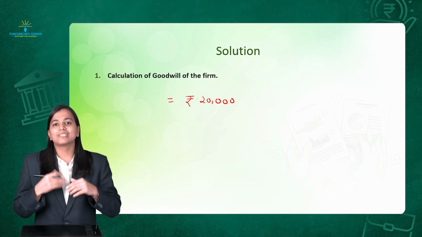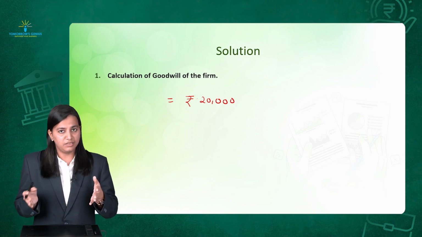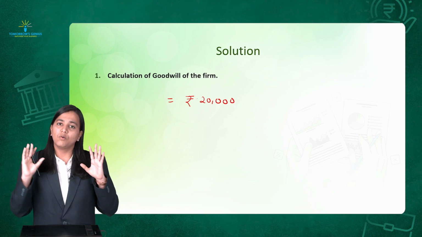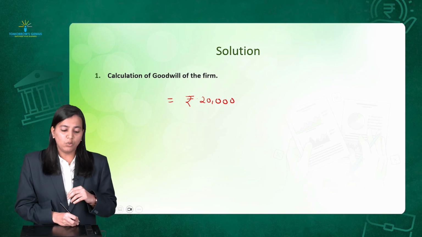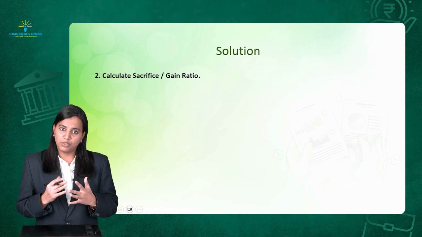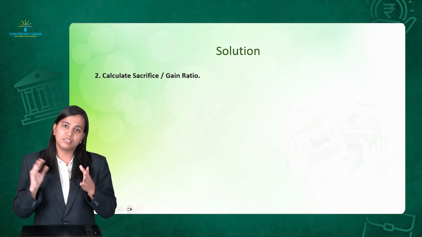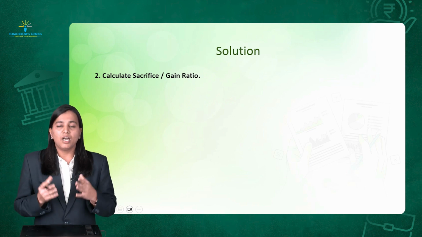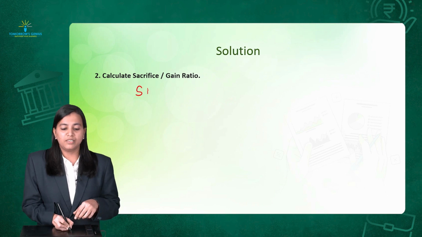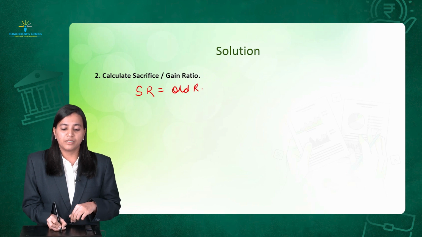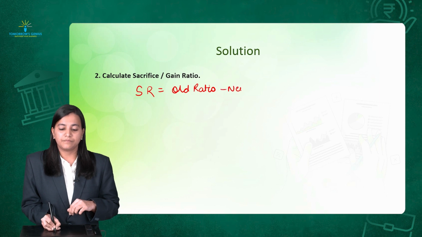Step number 2 was calculation of gain ratio and sacrifice ratio. Obviously, one is going to gain and another is going to sacrifice, so you can use either formula, because if you get a minus answer, it is a gain for the partner. I would be using the sacrifice ratio formula. What is the formula to calculate sacrifice ratio? It is old ratio minus new ratio.